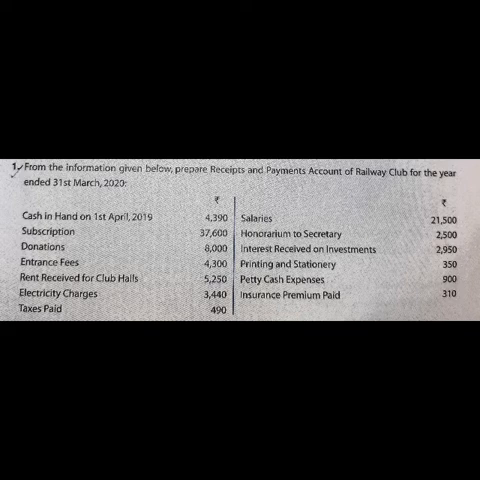Now let us do one problem. From the following information given below, prepare the receipt and payment account of Railway Club for the year ended 31st March 2020. And you can see some items are given to you. The first item is cash in hand on 1st April 2019 with 4,390 rupees. So let us see how to record it.